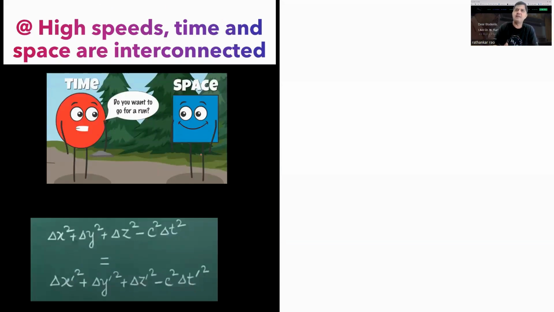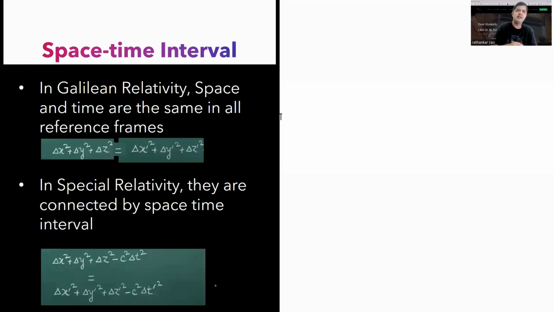If particles are moving at very high speeds, and the spaces are being interconnected, then delta x square plus delta y square plus delta z square will not be equal to delta x dash square plus delta y dash square plus delta z dash square. But there will be one more quantity, which is shown over here. That quantity is minus c square delta t square. Thus the quantity delta x square plus delta y square plus delta z square minus c square delta t square is called the space-time interval.